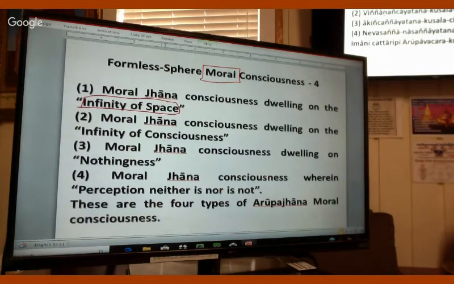I will explain later. Now just what you need to understand. The second one is the moral jhana consciousness dwelling on the infinity of consciousness. That one, infinity of consciousness, is the second arupa jhana chitta, whose object is the first arupa jhana chitta. And then the third arupa jhana chitta is the moral jhana consciousness dwelling on the nothingness.